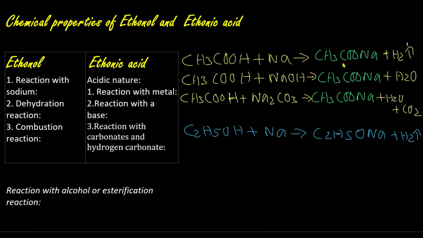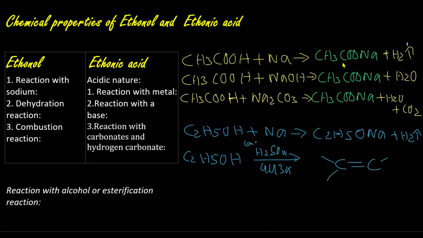Now, coming to the next, we have the dehydration reaction. So what happens when ethanol, that is C2H5OH, right, is heated at 443 Kelvin in the presence of hot, concentrated sulfuric acid? You should write concentrated. I don't have space. H2SO4, conc. To give what? You see that an unsaturated hydrocarbon called ethene is formed.